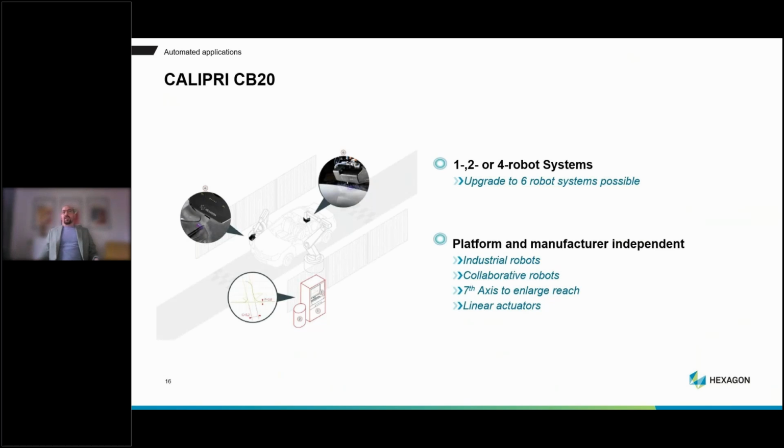Of course, the robots can also be on a 7th axis to enlarge reach. So especially if we're talking about final assembly and the car is moving, then we can also use a 7th axis for the robots to get a bit more reach. In some cases, we could potentially also use linear actuators to put our sensors into position. Again, this is not too common, but could be done.